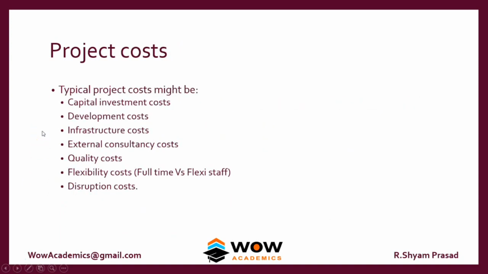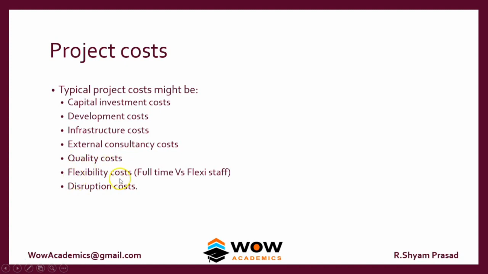When compared to the benefits, a project also involves a lot of cost. There can be n number of costs, but just to give you a sense of the various costs involved, it can be capital investment cost, which is one time, development cost, again one time, infrastructure cost, one time, and external consultancy cost. If we are going to get experts from outside to give consulting work to our company, that is an external consultancy cost. Or the quality cost, for example supervision or better quality materials that we use.